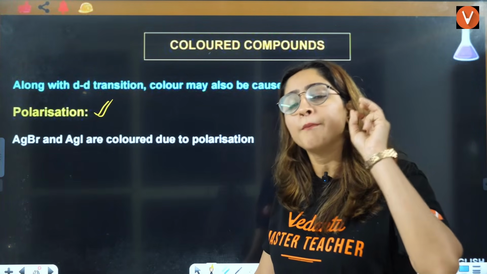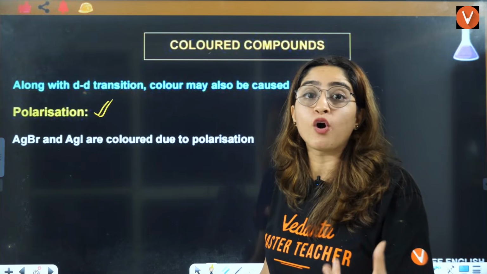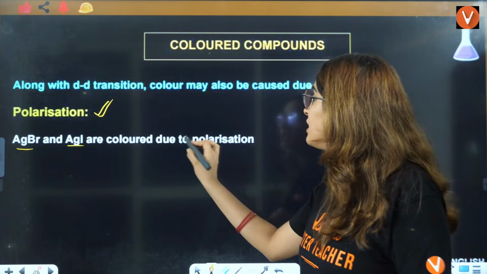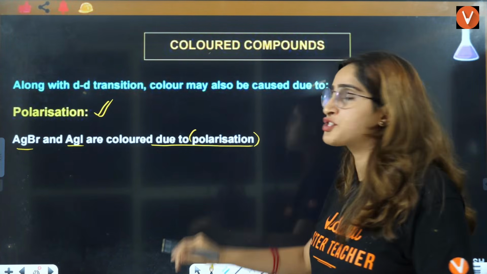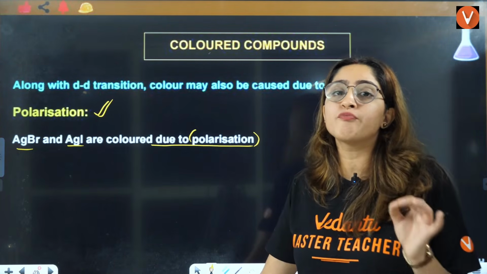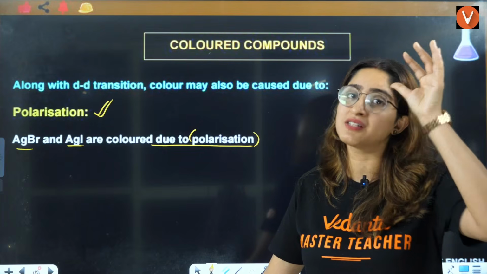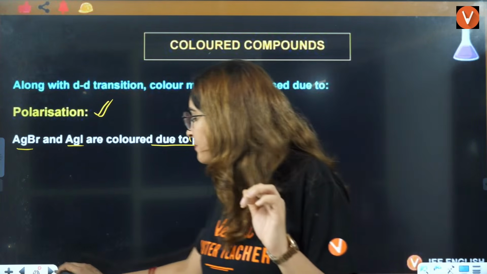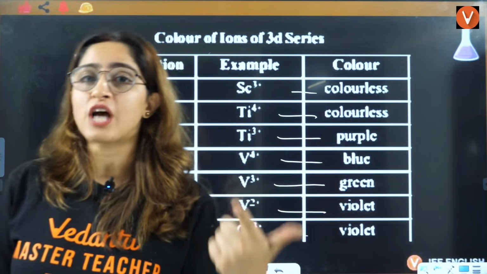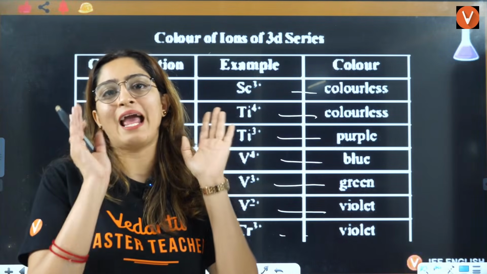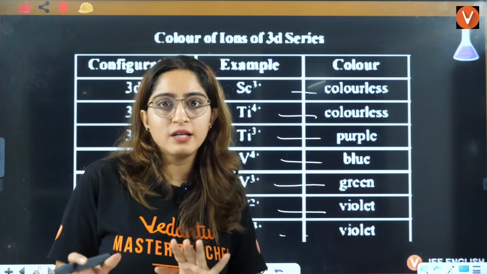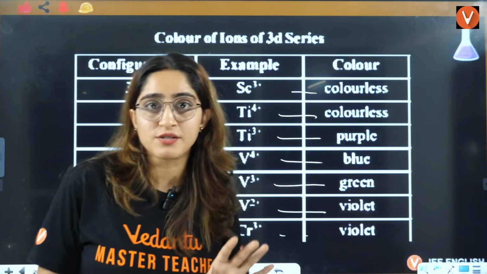The third phenomenon because of which color can be shown is polarization. That is, AgBr and AgI are colored due to polarization, not due to d-d transitions. They show color because of polarization, not d-d transitions, right? So that is the final case here. Now polarization and charge transfer are the separate exceptions due to which they show colors, but in general they show color because of d-d transition only, right?